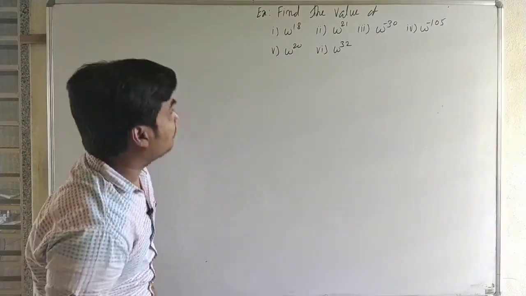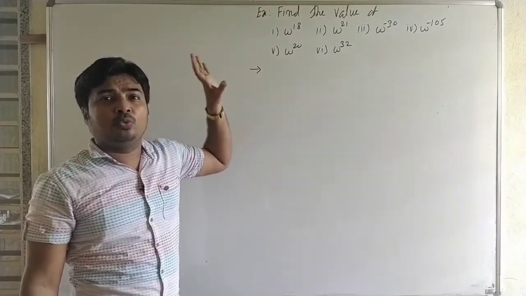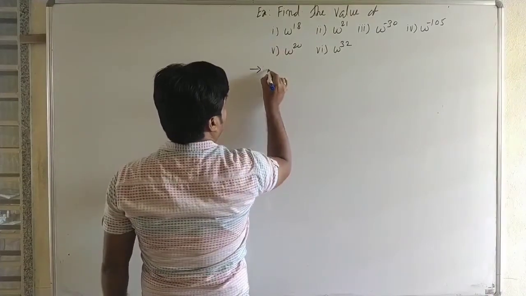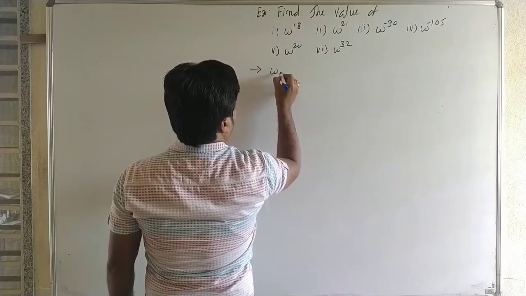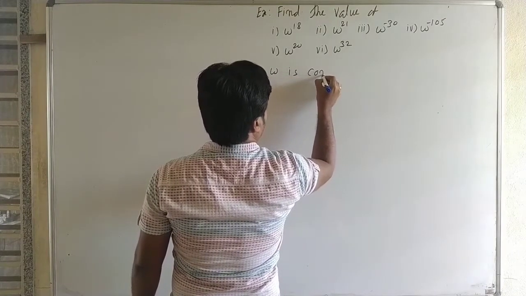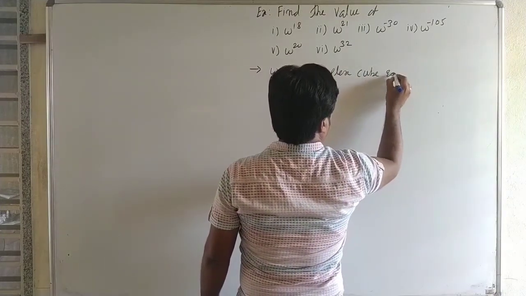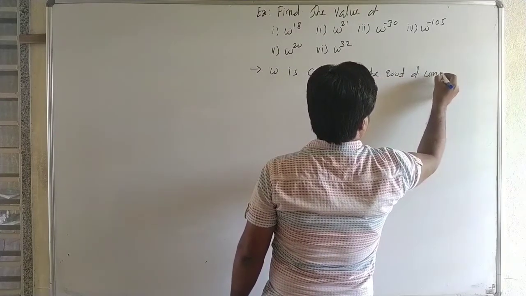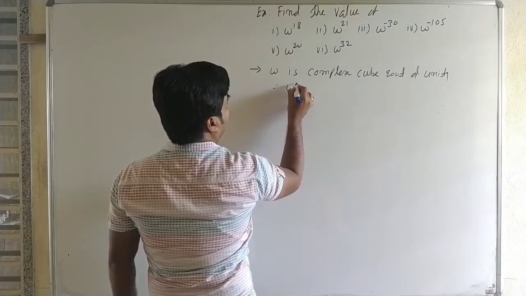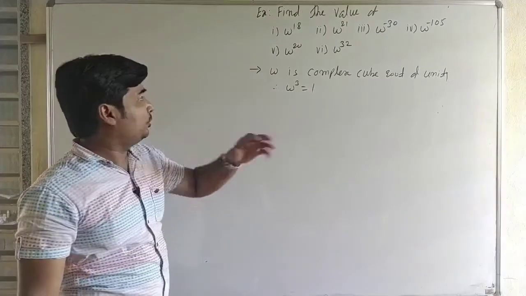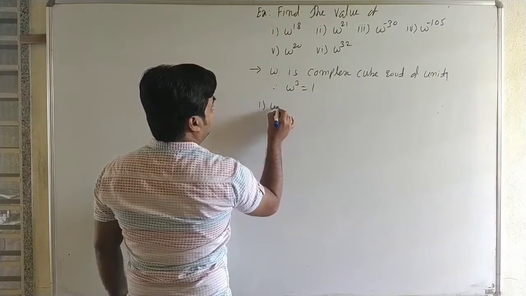Now here we find the value. We know that omega cube is equal to 1. Here omega is the complex cube root of unity, therefore omega cube is equal to 1. It is given. Then first example, omega to the power 18.